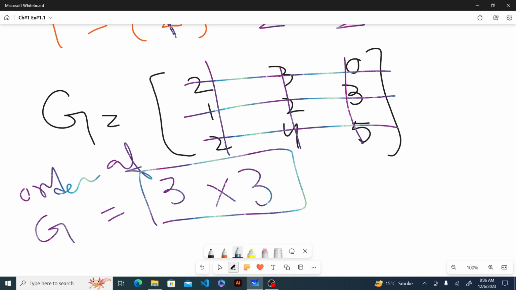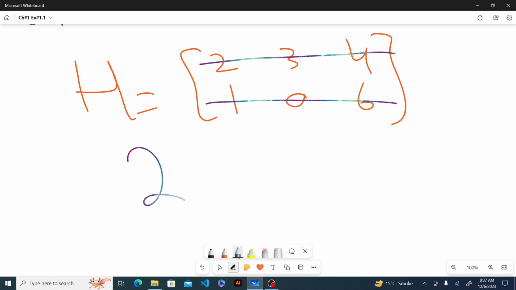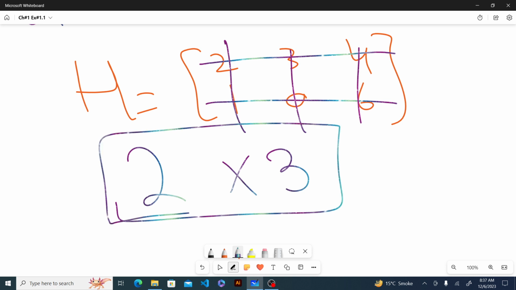So the last part is H. H matrix. Now H is equal to 1, 3, 0, 4, 6. Again, we have to find the order of the given matrix, which is H. So we'll count the number of rows: 1, 2. 2 rows into number of columns: 1, 2, 3. 2 into 3. This is the order of matrix H.